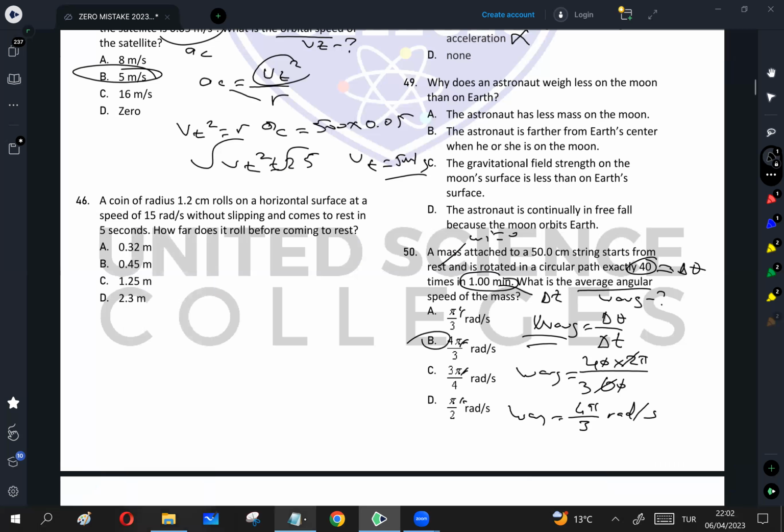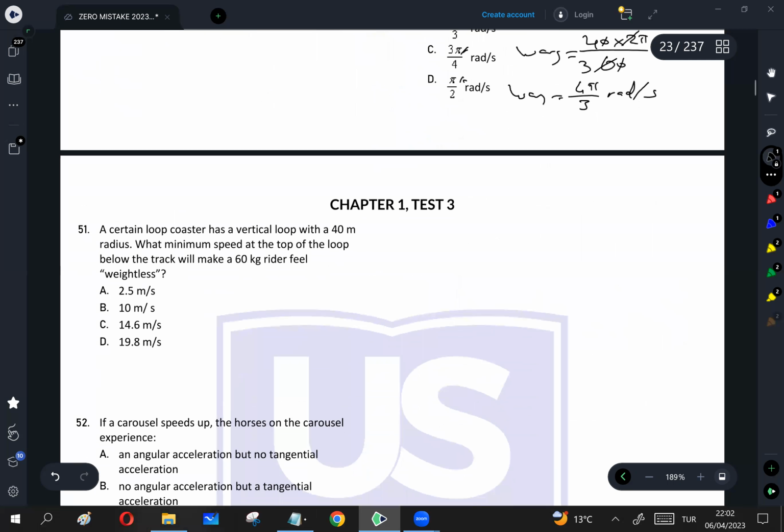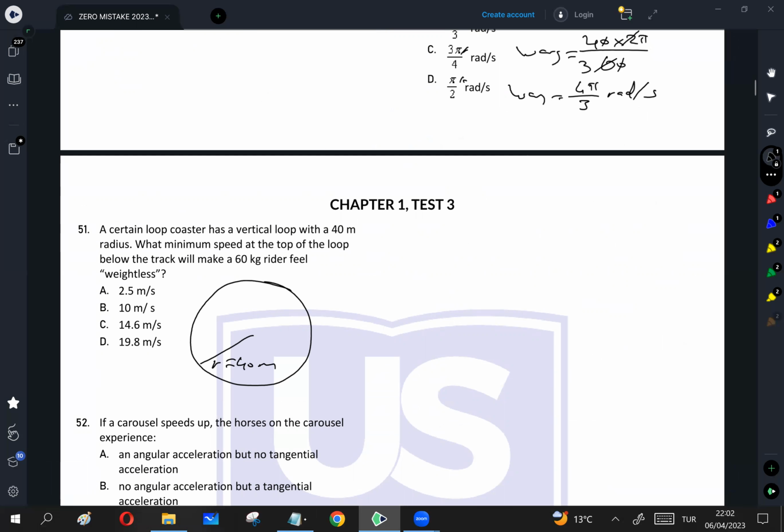And the last question is 51. A certain loop coaster has a vertical loop just like this with a radius of 40 meters. What minimum speed at the top of the loop? At the top of the loop, below the track, and right here. When the car is in here, what minimum speed? V minimum is the question. It will make a 60-kilogram rider feel weightless.